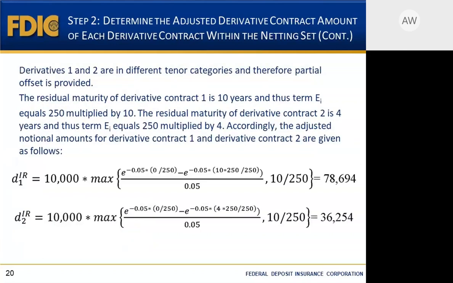So now we again just plug the numbers into the formula, and we have the same notional but different tenors, and we get our adjusted notional amounts of 78,694 and 36,254.